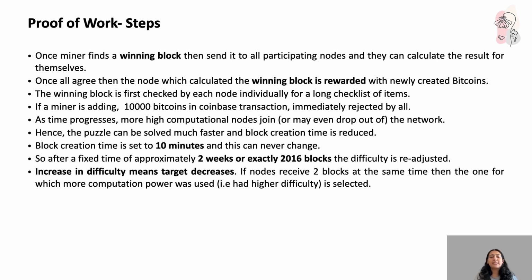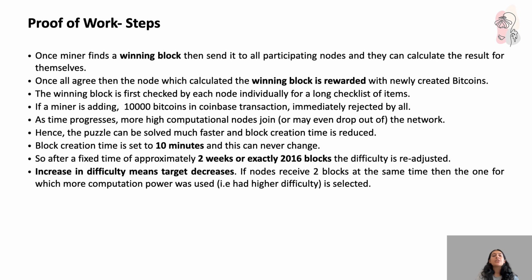So as time progresses, more high computational nodes join. Do you know what this is trying to tell you? We have set up the block creation time as 10 minutes. You need to take 10 minutes to create a block, to find that nonce number actually. So as time is progressing, the nodes with high computing power just participate in. And that is why we need to increase the difficulty after every 2 weeks or after exactly 2016 blocks. Why? So that it at least takes 10 minutes to solve the puzzle.